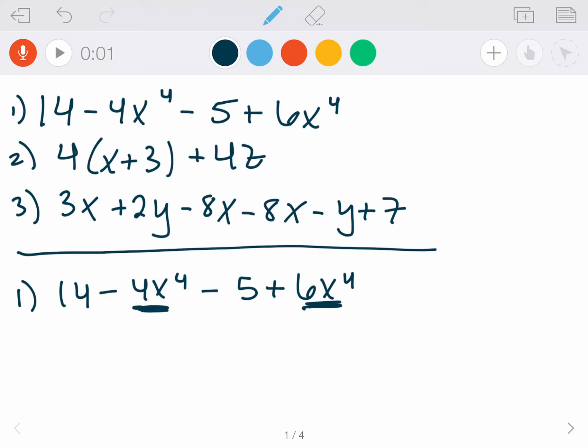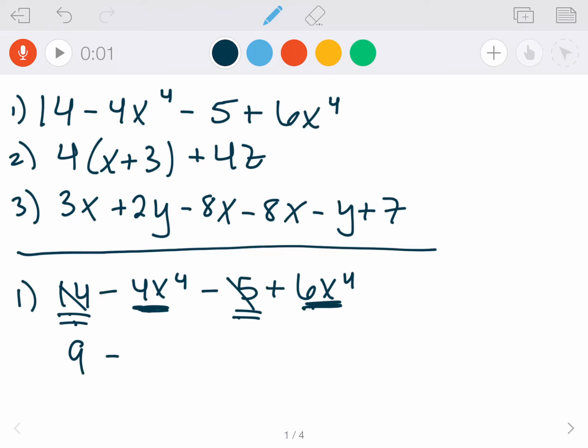Now, numbers are also like terms because they have no variable and they're the same power, basically. Like it's a variable to the 0 power. So here, these numbers are then like terms. So that means we're going to combine this 14 and this negative 5, and this negative 4x to the fourth and this plus 6x to the fourth. All right? So first, let's do the numbers. First, we have 14 minus 5. That gives us 9. So that means that these numbers are now combined and taken care of.